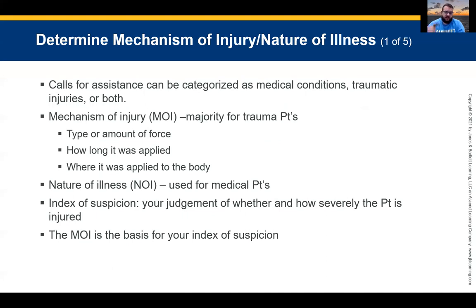Determining the mechanism. Now you need to know these terms, so I would know these abbreviations. Hint, hint, hint. The mechanism of injury, or the MOI, or the nature of illness, which is the NOI. Those are the two that you're gonna hear right throughout the rest of the program. I am more used to saying mechanism of injury, just because I'm a little older school. The nature of illness, I don't use it as much as I should, and I need to adapt into that.